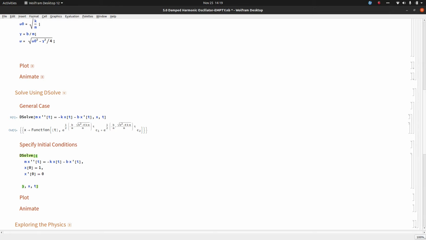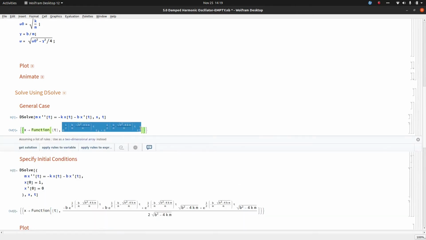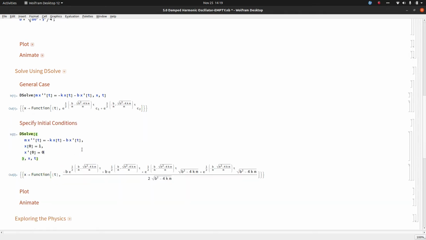You can change these up if you want. If you want to give it some initial velocity, you can put in some number for 0 here. But recall that x prime of t is the velocity. And if I run this, you can see we get quite a bit more complicated of an equation. It's the same thing we had before. The main difference is rather than having these C1 and C2 constants, it's plugged in for the initial conditions, so it looks a little bit more complicated.